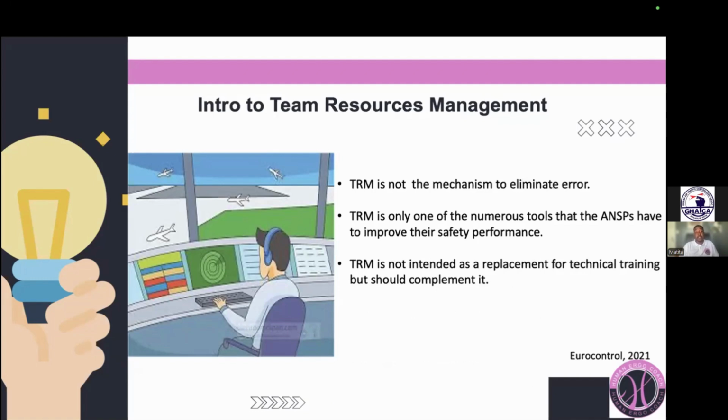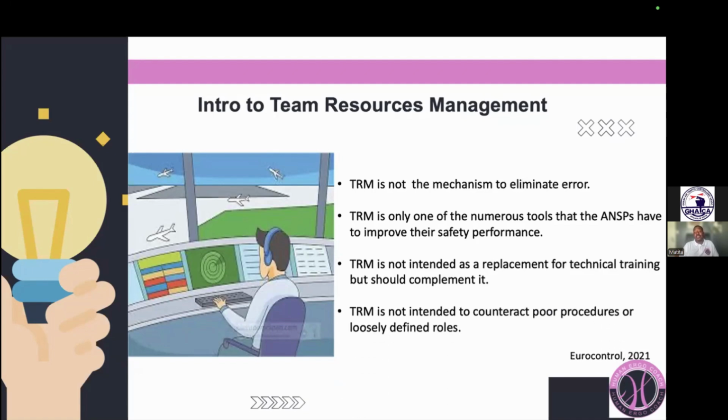Very, very important. I mean, imagine a controller who's not proficient in air traffic controlling, but who's a good talker or a good communicator, who's good at working with teams, but is not technically proficient to execute air traffic control activities. That will be disastrous. So TRM is a complement to that.